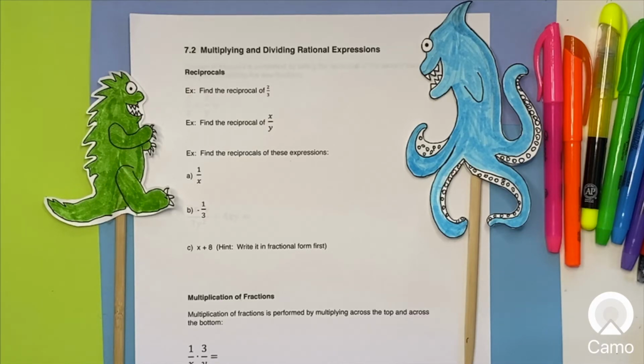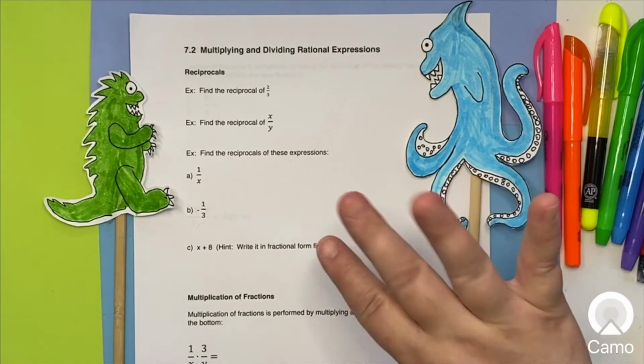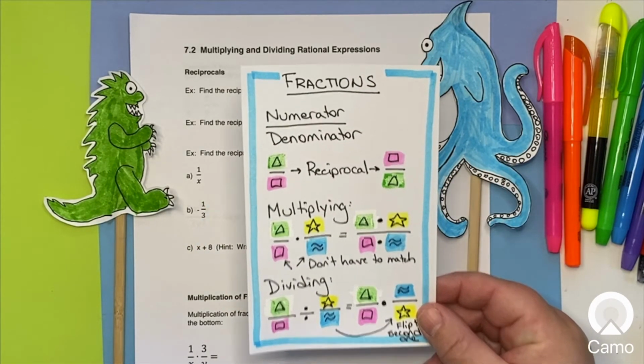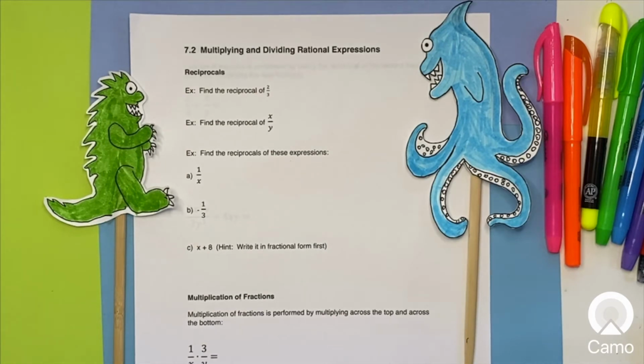Woohoo, we are recording, and this is 7.2 multiplying and dividing rational expressions. Woohoo, otherwise known as fractions. Yay! So, we're going to start off with a review item, I hope, called reciprocals.